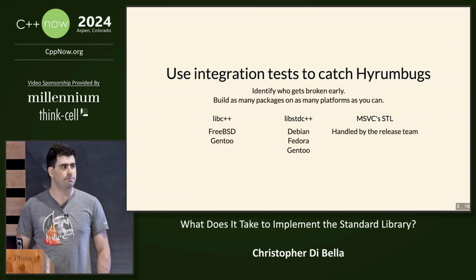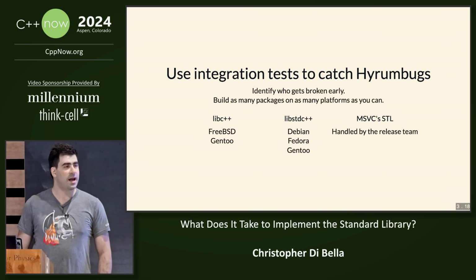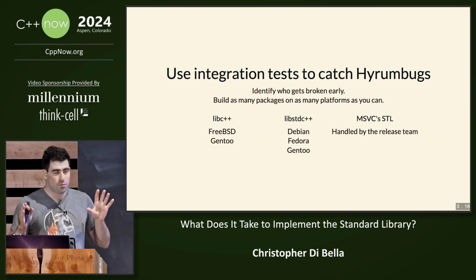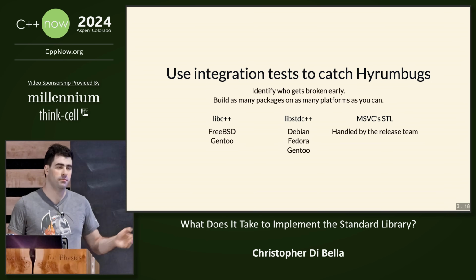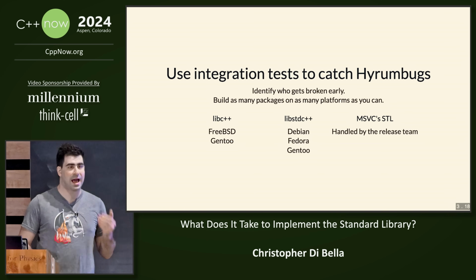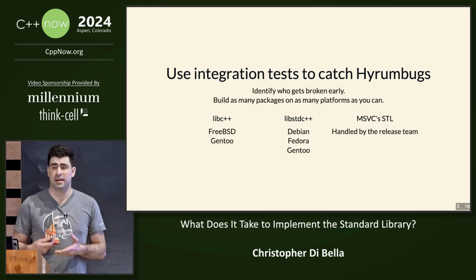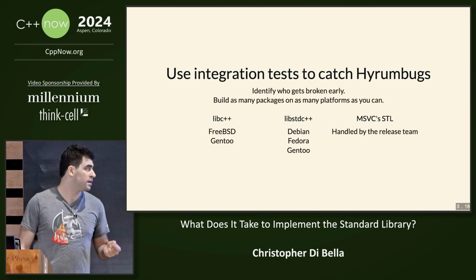Is there anyone in the room who has never used the standard library? Yeah. Okay, that's 0 hands. So what we can do is we can build the world. We can just take an operating system and build every single package that's in there. If it uses the standard library, that's great. If it doesn't use the standard library, well, it's not going to break. And this helps us identify problems.